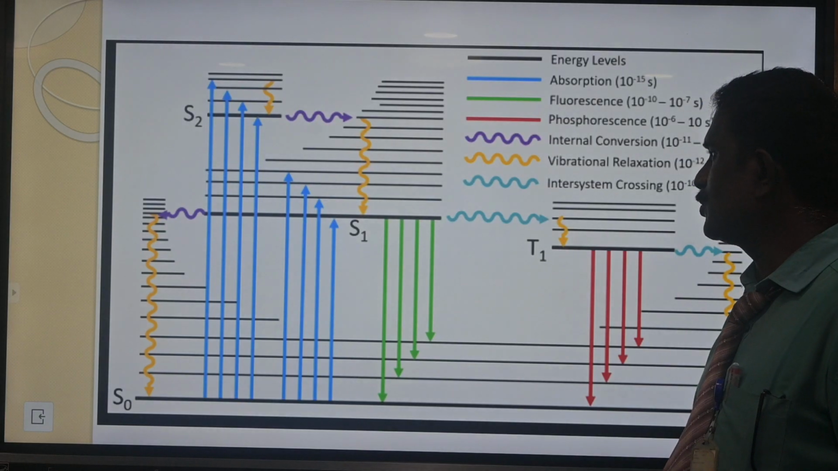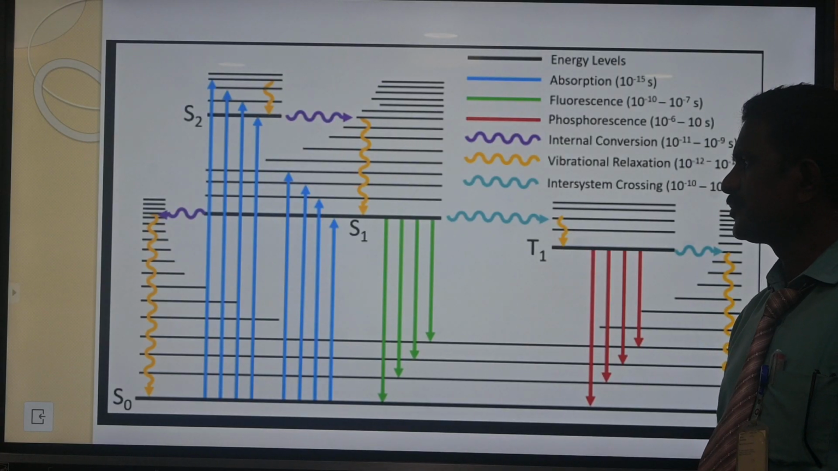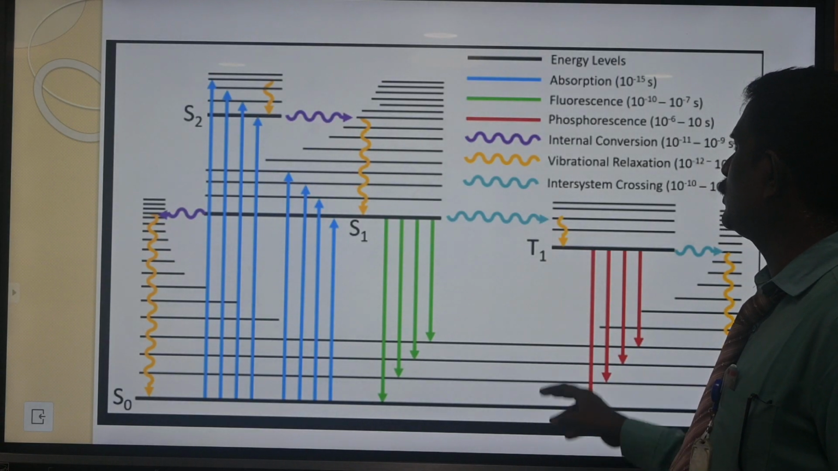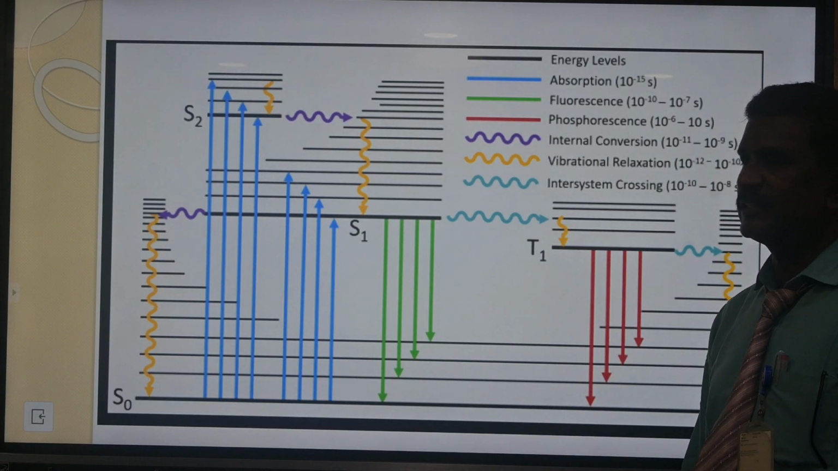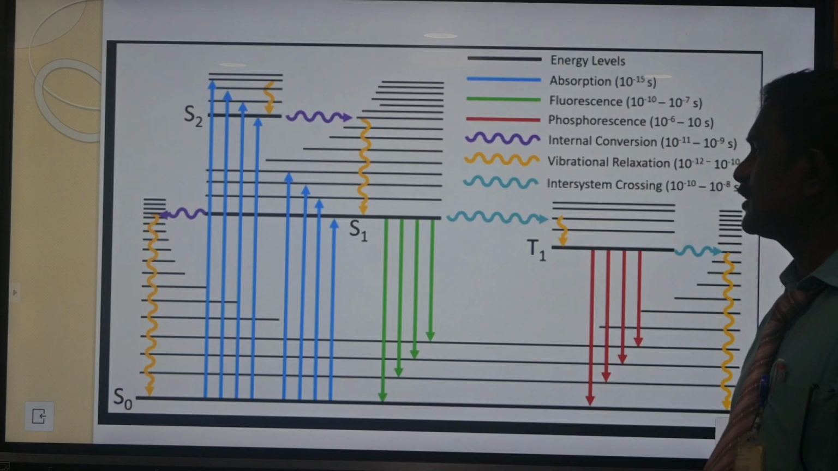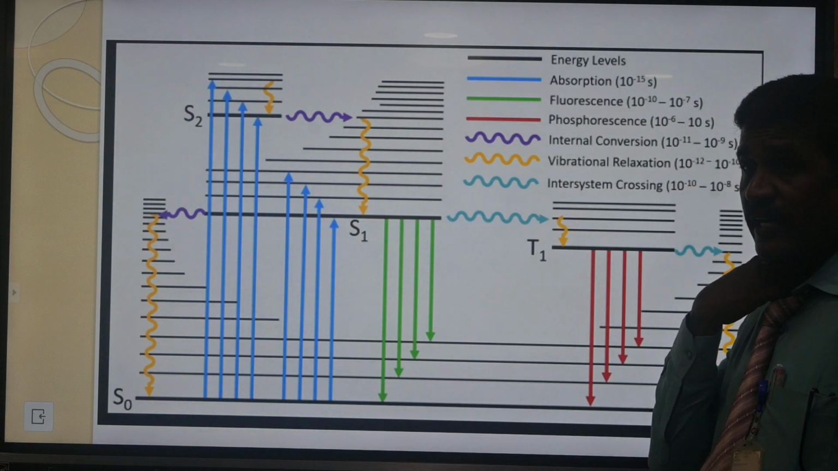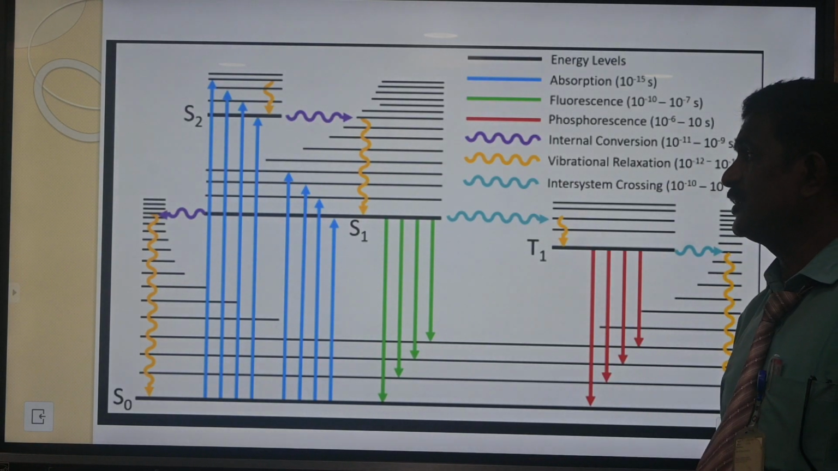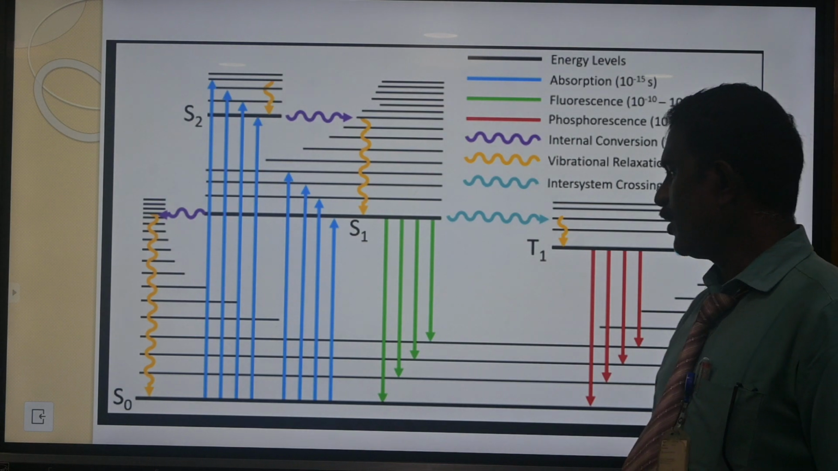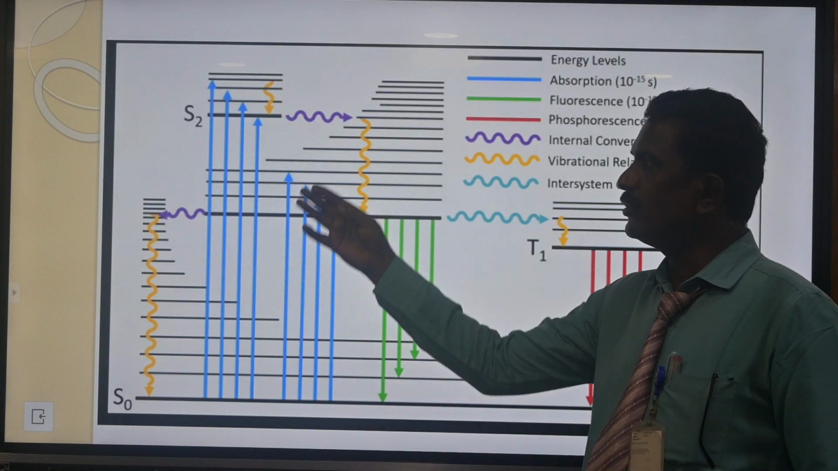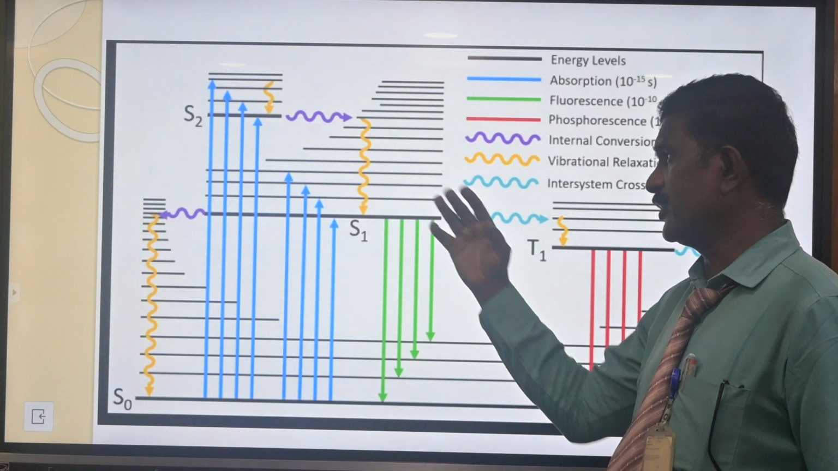In the next page, you could see a clear picture of the various transitions involved. What you are seeing are two different types of arrow marks: one is a normal arrow mark, another is a zigzag arrow mark. The zigzag arrow marks indicate that heat is involved, and the normal arrow mark says energy in the form of light is involved. If you give some amount of light energy, the molecule will move from the S0 state to any one of the excited singlet states, either S1 or S2.